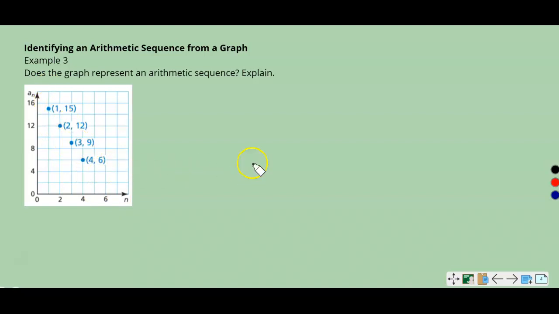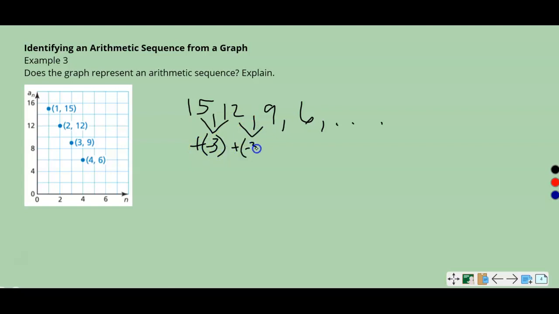But let's look at the terms. So we have 15, 12, 9, and 6. And then I'm sure that we could make that continue. But to go from 15 to 12, we're going to add -3. 12 to 9, we're adding -3 again, or subtracting 3. And we're going to add -3 again. So since the consecutive terms have a common difference of -3, we know that this does represent an arithmetic sequence.